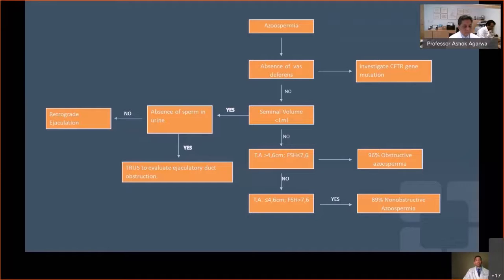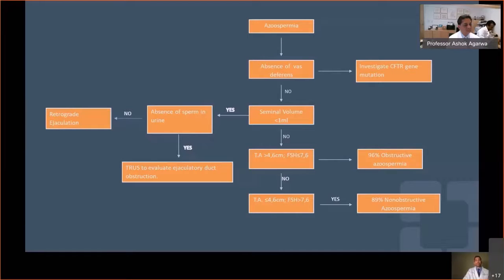If it is a low semen volume, you should assess for retrograde ejaculation, and that is done by assessing for sperm in the urine. If there is no evidence of retrograde ejaculation, the next step is to perform a transrectal ultrasound to evaluate for ejaculatory duct obstruction. Now, if the patient presents with normal seminal volume, we typically use the testicular axis and the hormone FSH to help identify the cause.